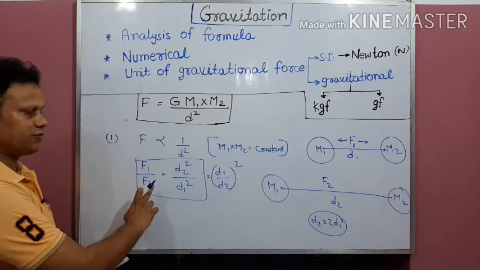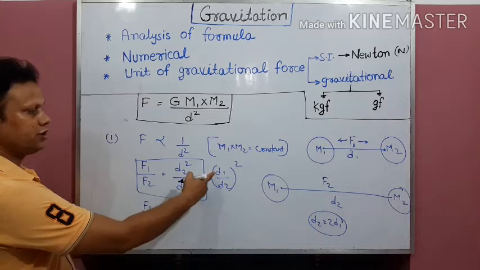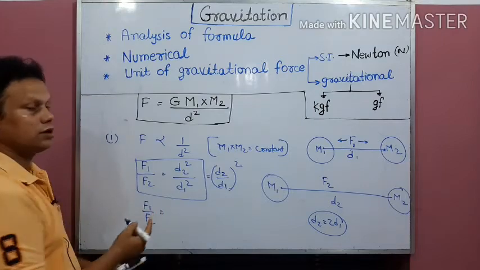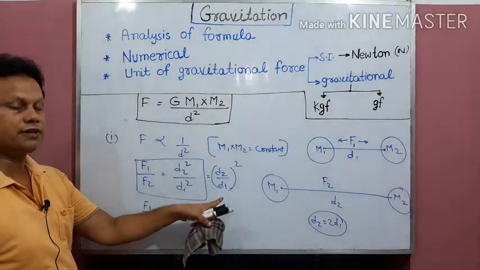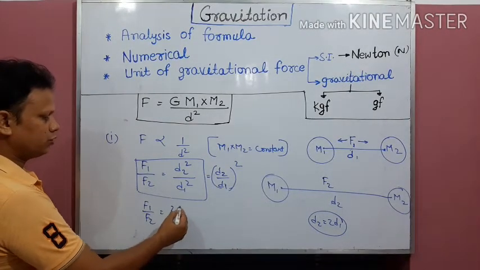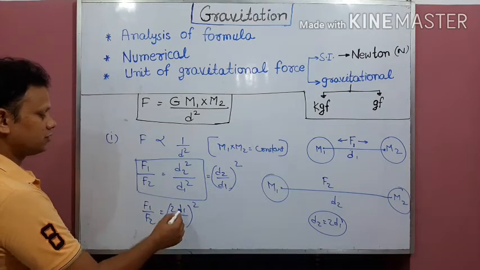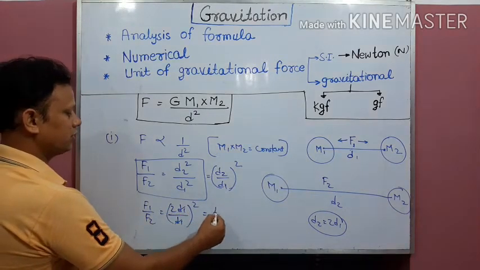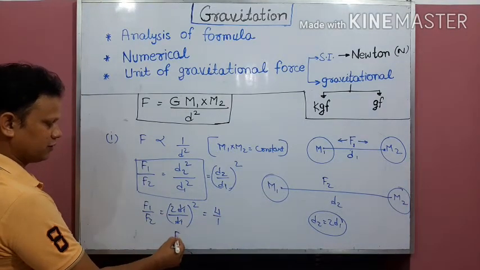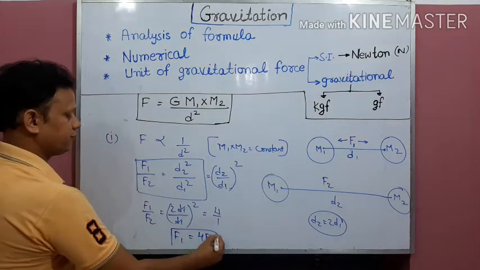If we take the same smart formula, F1 by F2 is equal to D2 by D1 whole square, because according to mathematics. Now for D2 I can write 2D1 and D1 will remain D1, original situation, to the square. So D1 will get cancelled. So what will we get? 4 by 1. So now when we cross multiply, F1 will remain F1 and this will become 4F2.